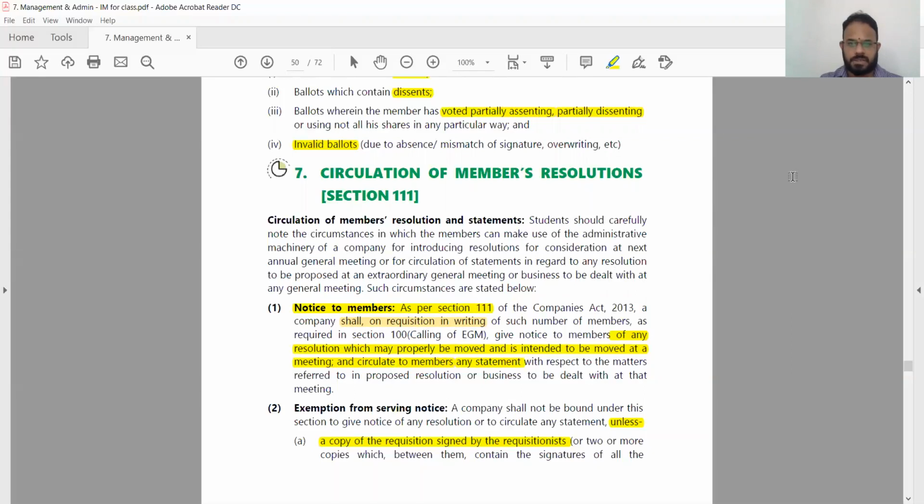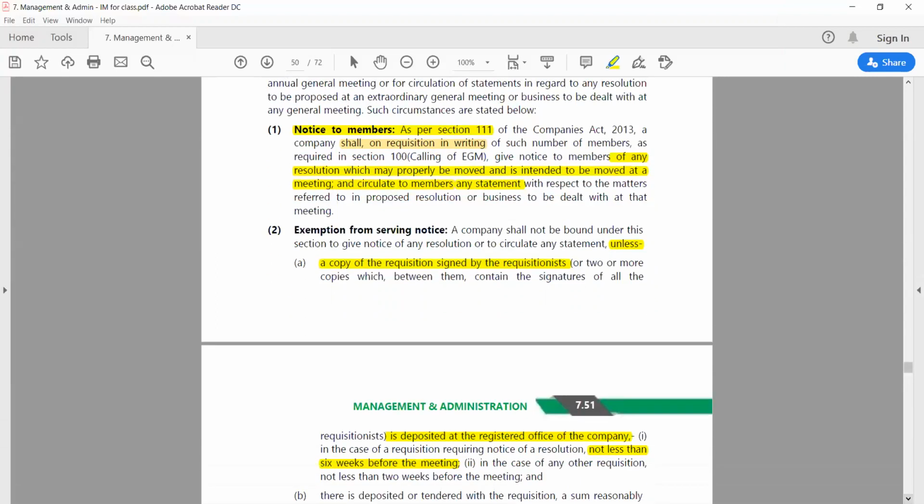Exemption from serving the notice. What is that exemption they're talking about? The company shall not be bound under this section to give notice of any resolution unless a copy of the requisition is signed by the requisitionist. Who is this requisitionist? The requisitionist is the person who makes the formal request, ensuring it is properly done. So they are called requisitionists, and it will contain all the signatures of the requisitionists, deposited at the registered office of the company.